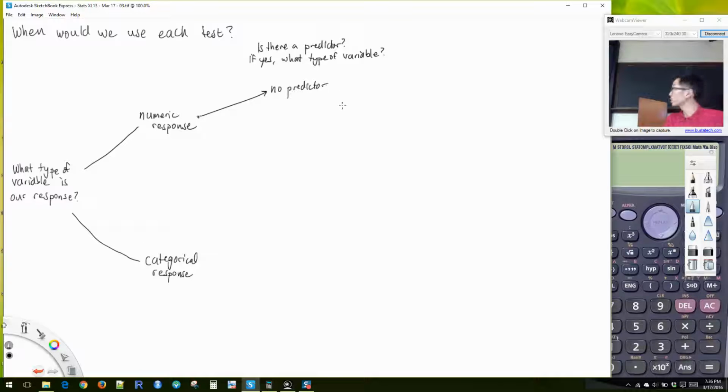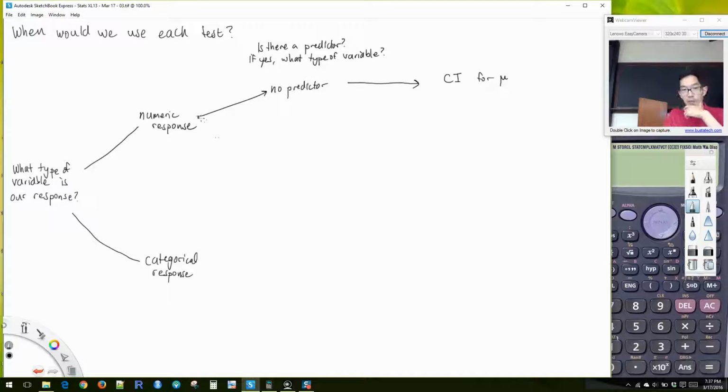Let's say we have a numeric response and no predictor variable. The inference method here is that we just have a sample of numeric data, and we want to perform some inference based on it. What can we really do here? We can create a confidence interval for mu, and this will tell us plausible values of the population mean.